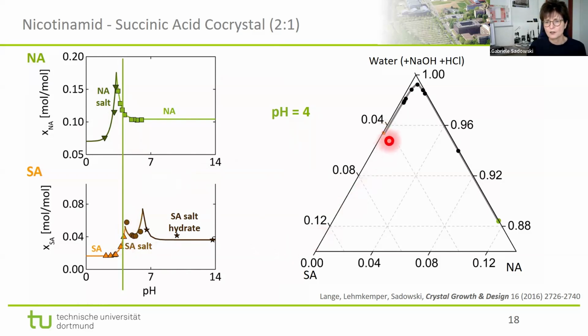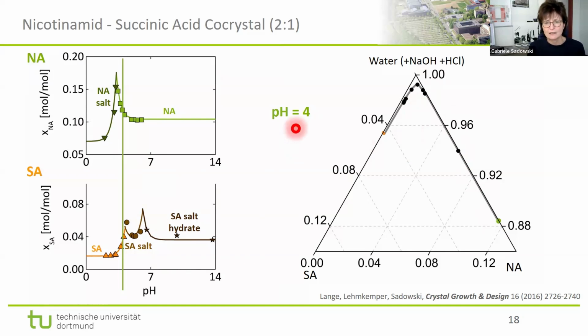This is the solubility of succinic acid at that pH, and the green dot is the solubility of nicotinamide. By applying the same approach as before, we get the co-crystal line, which is the gray one, and which very nicely fits the experimental data. So these black dots are the solubility of the co-crystal in water as a function of concentration. So that's about pH 4.